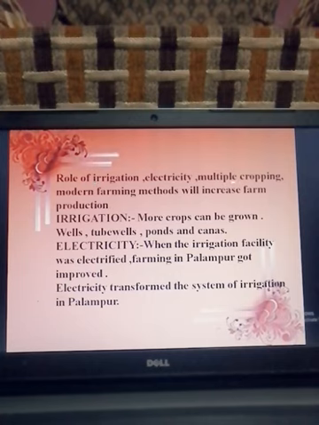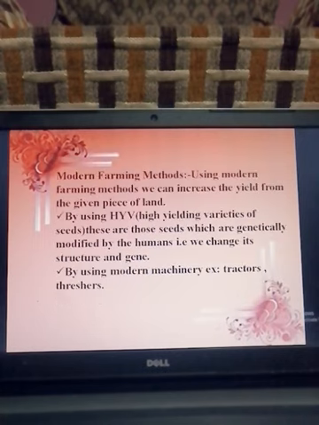As I just told you what multiple cropping is, now we are going to study modern methods of farming. Using modern farming methods, we can increase the yield from a given piece of land. How? I'll tell you. We use HYV seeds, as you all know, high yielding varieties of seeds. These are seeds which are genetically modified. They are not natural, but have been modified by humans so that they will be bigger in size and can yield more, and the structure is also varying. That's why these are called HYV seeds, that is, high yielding varieties of seeds.